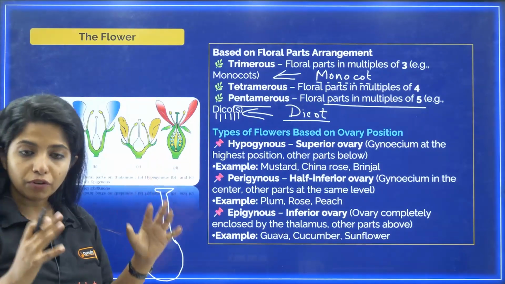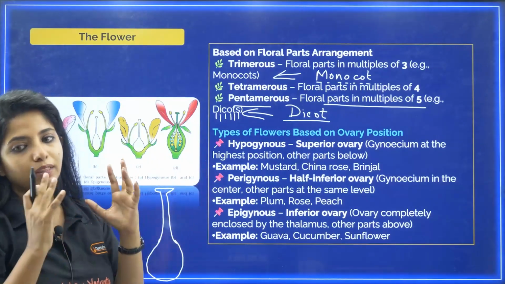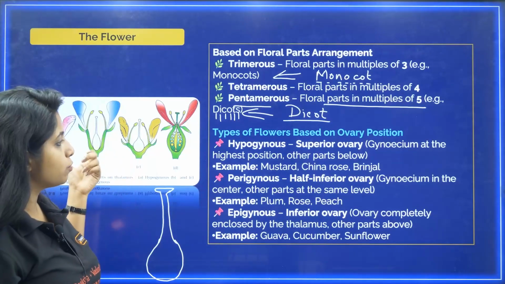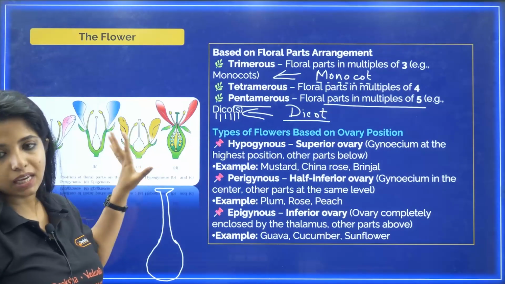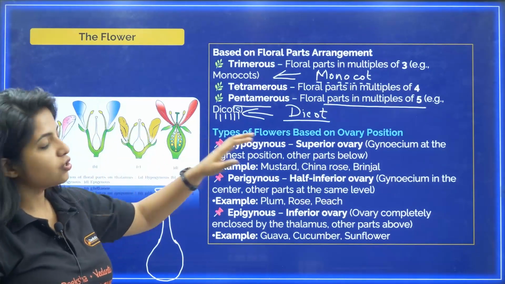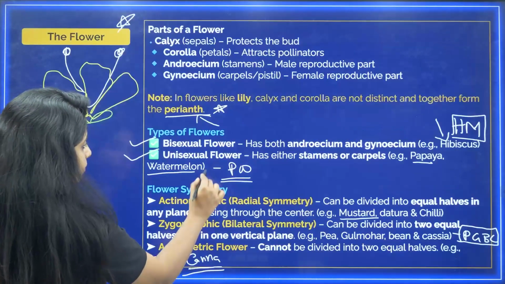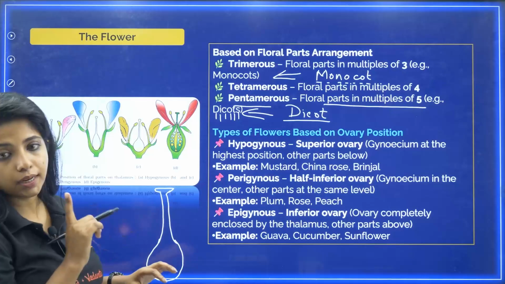Epigynous means basically inferior ovary. The ovary is completely enclosed by the thalamus. Then you have perigynous, that is half inferior ovary, the gynoecium is in the center and other parts are at the same level. And hypogynous, that is China rose, mustard and brinjal, you can find it. Very, very important things.